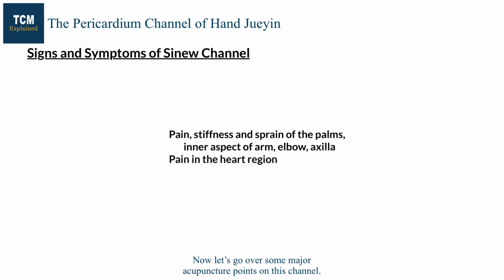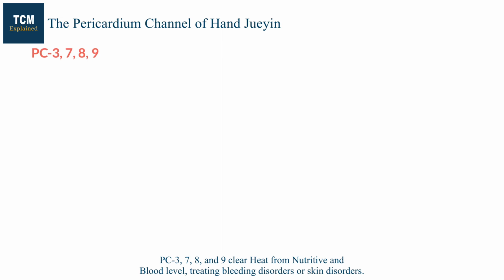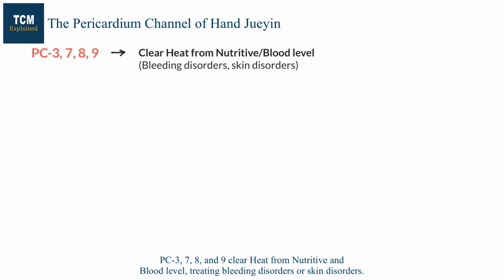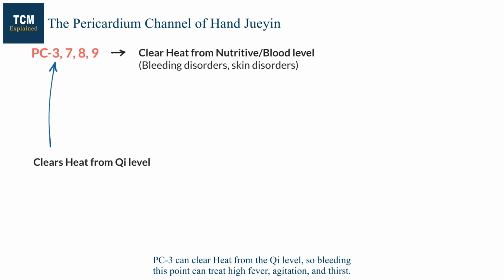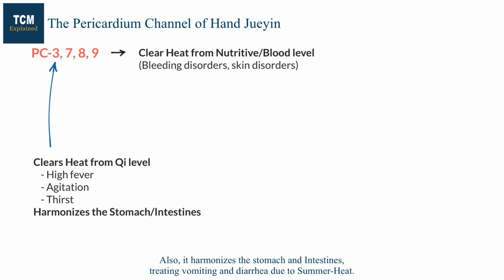Now let's go over some major acupuncture points on this channel. PC3, 7, 8, and 9 clear heat from nutritive and blood level, treating bleeding disorders or skin disorders. PC3 can clear heat from the qi level, so bleeding this point can treat high fever, agitation, and thirst. Also, it harmonizes the stomach and intestines, treating vomiting and diarrhea due to summer heat.